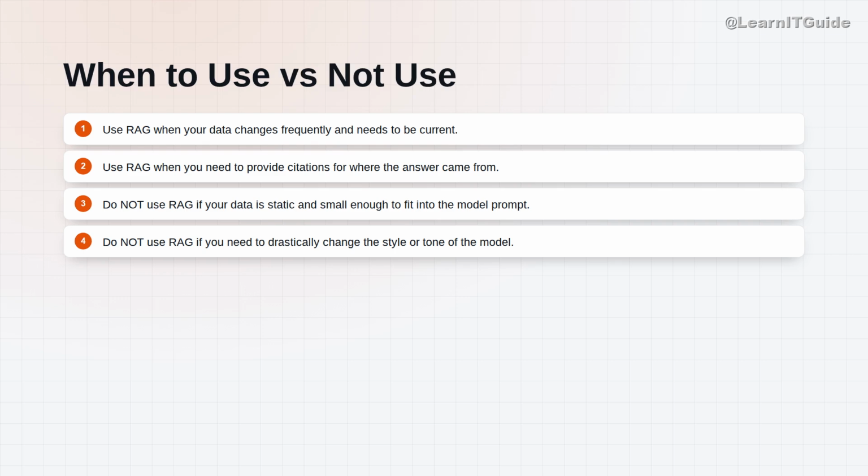However, do not over-engineer. If your document is just one page of static text, just paste it into the system prompt. And if you need the model to sound like a specific pirate character, RAG won't help you there. That requires fine-tuning. Pick the right tool for the job. Use these criteria to decide if this tool is right for your situation.